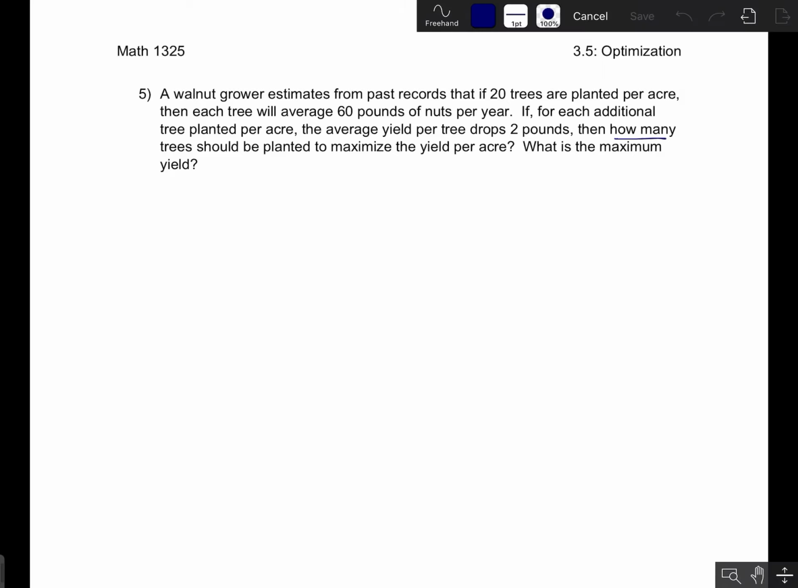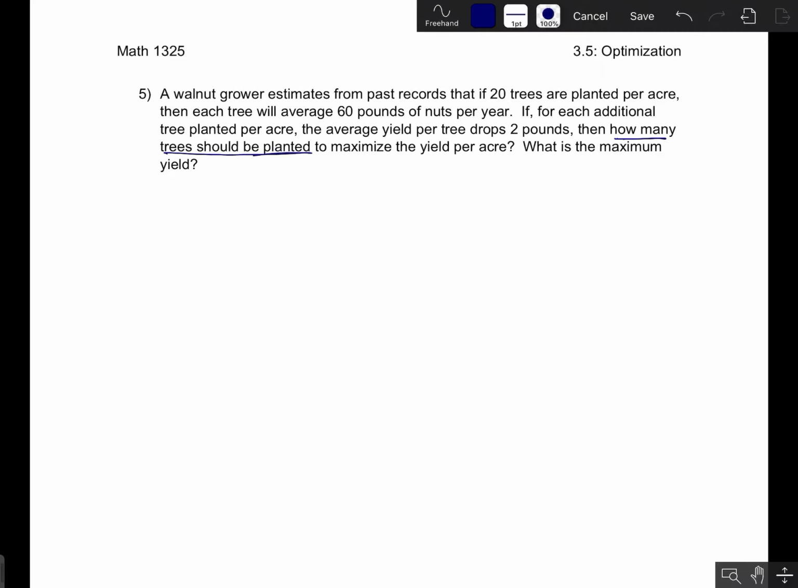Now we'll look at the last example. Here, a walnut grower is estimating from past records that if 20 trees are planted per acre, then each tree will average 60 pounds of nuts per year. If for each additional tree planted per acre, the average yield per tree drops by a couple pounds, then how many trees should be planted to maximize the yield per acre? And what is the maximum yield?